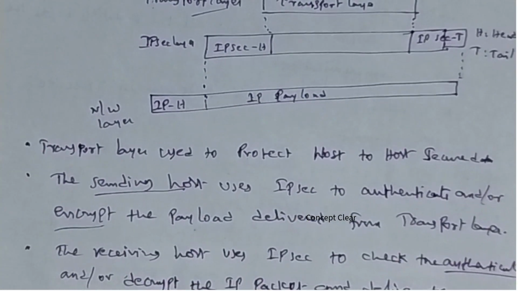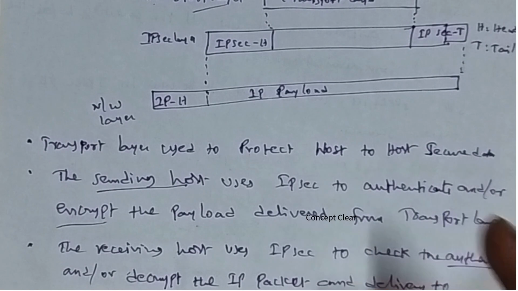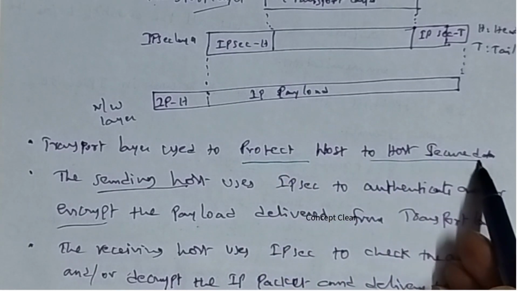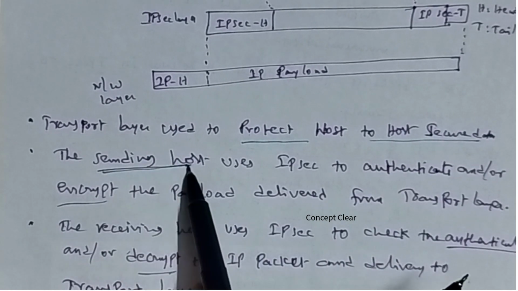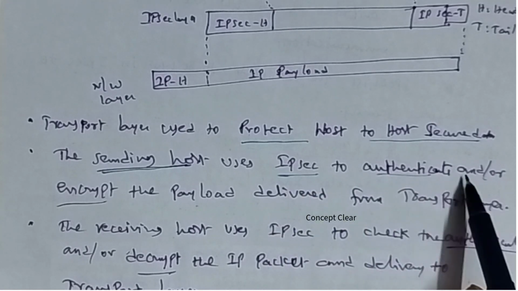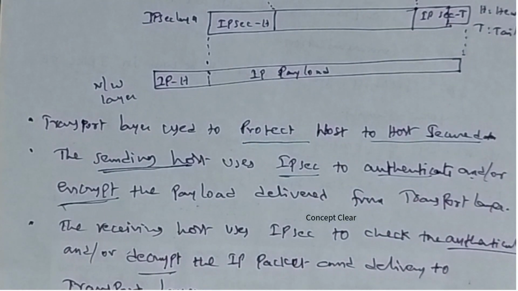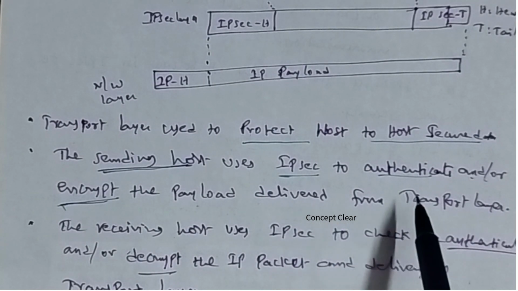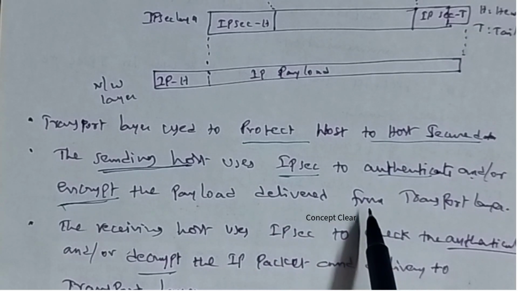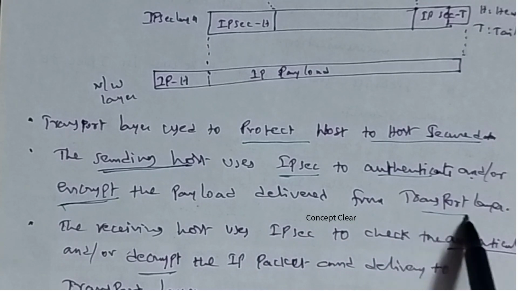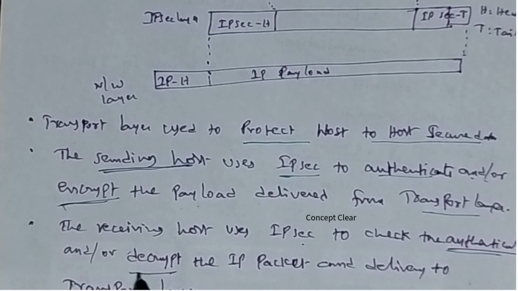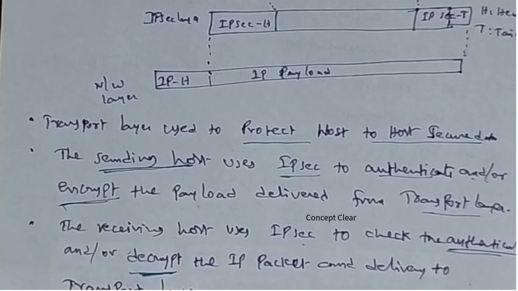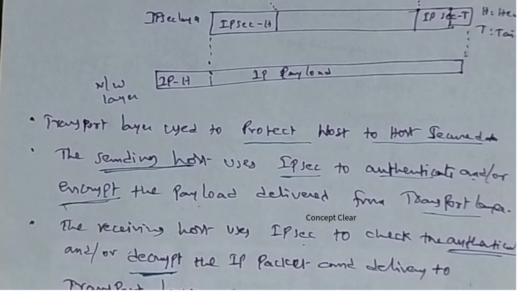Okay, here what is the transport mode? The transport layer is used to protect the host to host secure data. And how will it protect the host to host? The sender host uses the IP security authentication or encryption to check the authentication as well as to encrypt the data before the transport layer. And the receiver side IP security checks authentication as well as decrypts the data, and the IP packet is delivered to the transport layer. This is the transport mode.